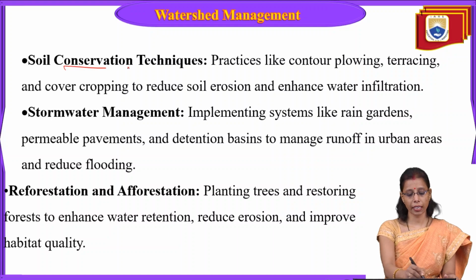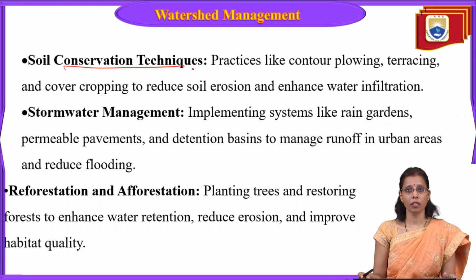Now, soil conservation techniques. What are they? Practices like contour plowing, terracing, and cover cropping to reduce the soil erosion. They help us reduce soil erosion and enhance water infiltration. These are conservation practices we can use in hilly areas where soil erosion is more and there are problems in the cropping patterns. In such areas contour plowing can be done.